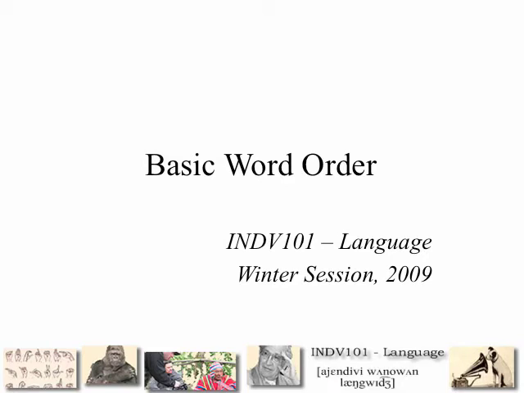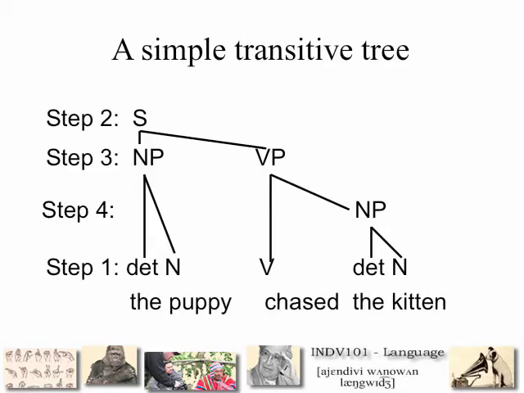So now we're going to talk about basic word order. Here we have a simple transitive tree. It's a transitive sentence because it has a noun phrase which acts as the direct object as well as a subject. So we have a verb and two noun phrases. One is the subject and one is the object.